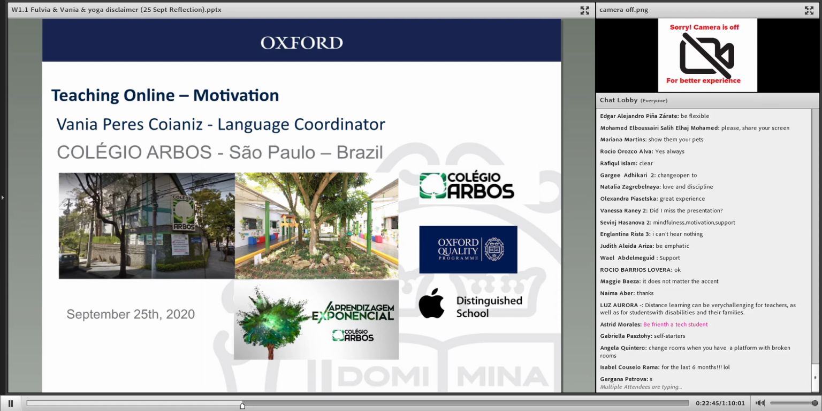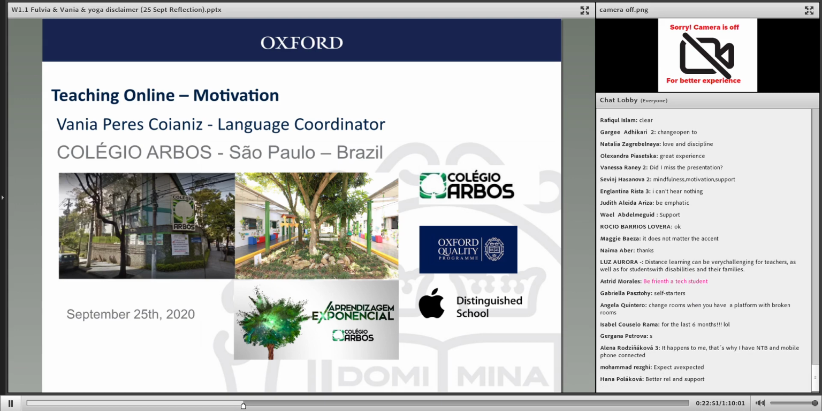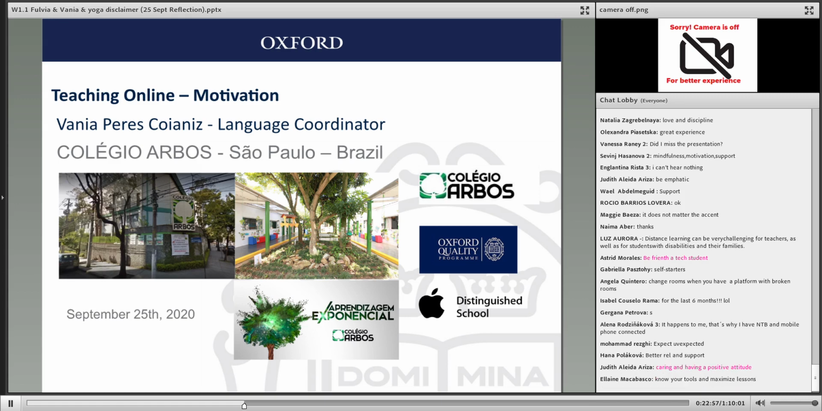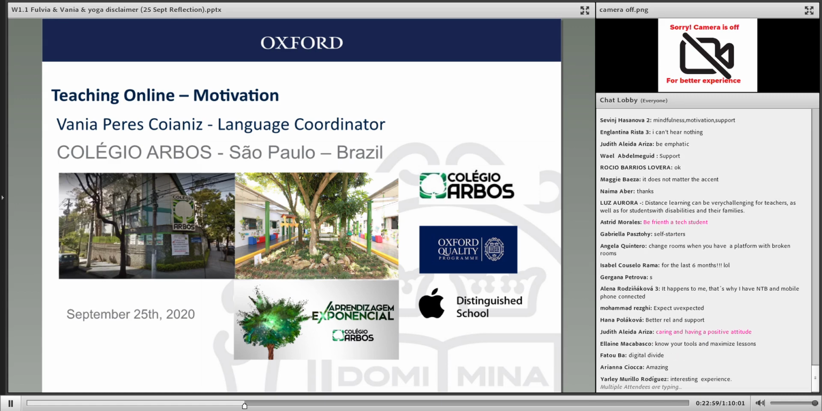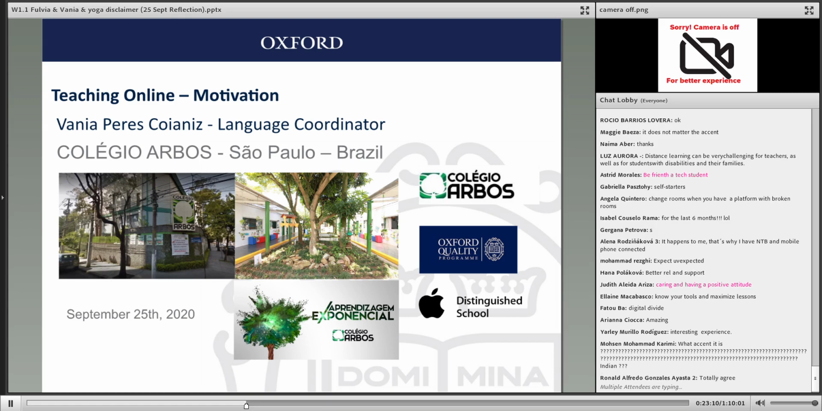How we need to support us, to support the students, to support their family. This is very good reflection. Perfect. For the last 6 months, says Isabel. Yes, it happens to me. That's why I have not a mobile phone connected. Perfect. Know your tools and maximize lessons. I agree. We need to understand the limits of our tools. We need to understand what works and doesn't work with the tools.